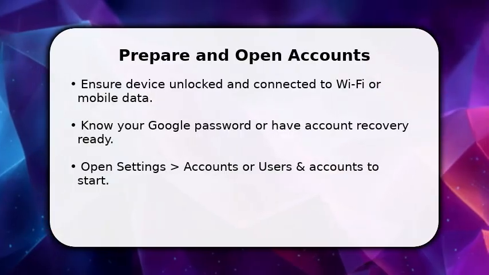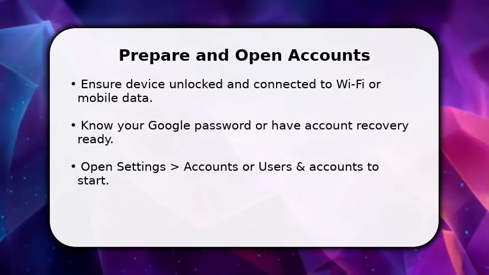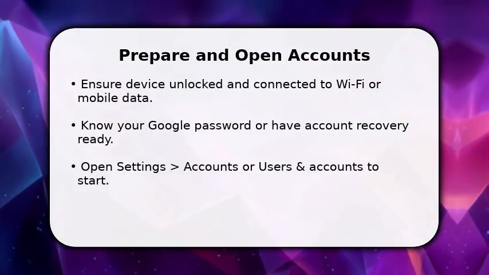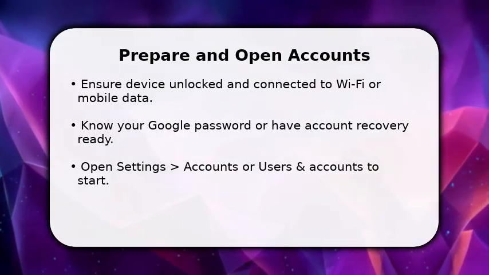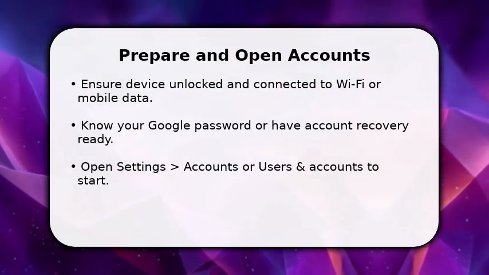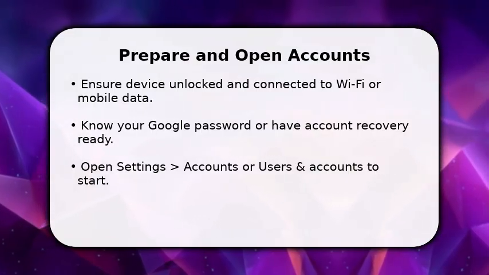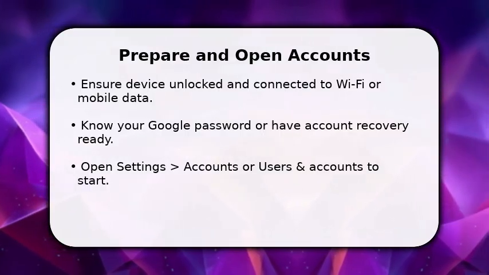You start by preparing the phone, unlock it, connect to Wi-Fi, and make sure you know the Google password or have recovery options ready. Once prepared, open Settings and go to Accounts or Users and Accounts. This is where Android lists every signed-in account. If you use a screen lock or work profile, make sure you can access them now. You do this first so removal proceeds smoothly and won't trigger unexpected reauthentication or data loss later.